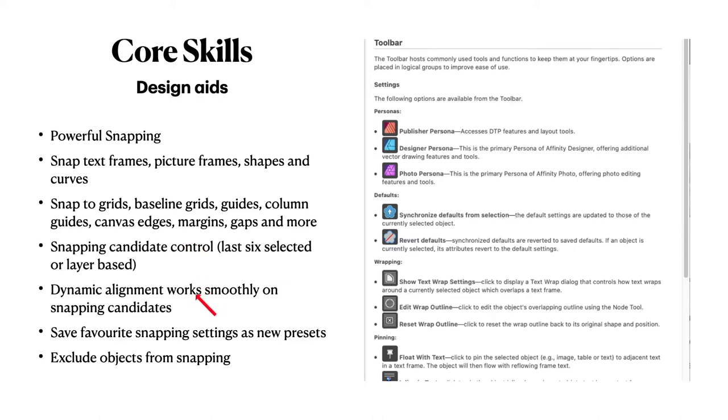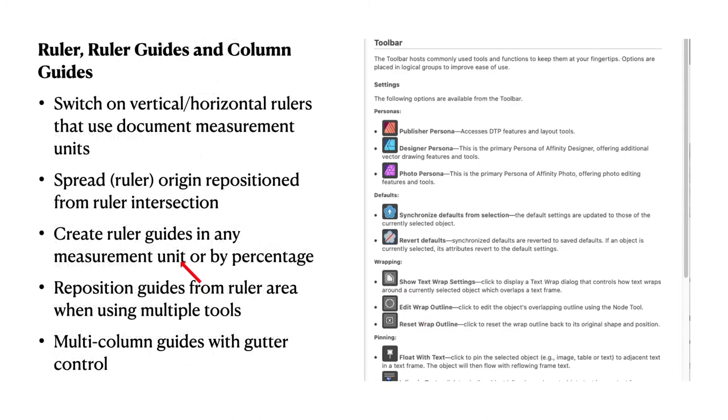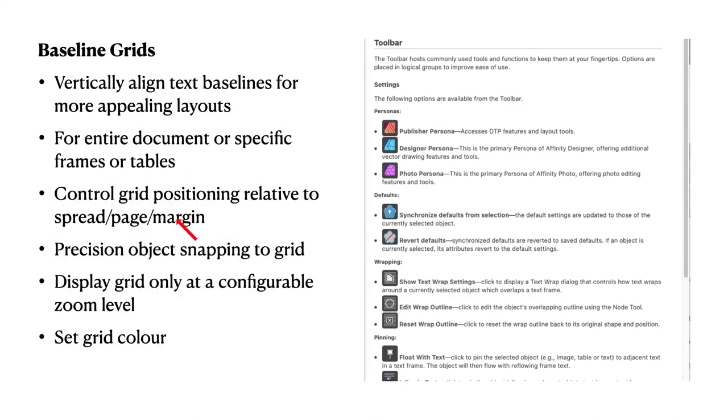And there are lots of other design aids there, wrapping, defaults, personas, pinning. You've got a world of design aids built in, including ruler guides and column guides. Spreads, origin, reposition from ruler intersection, create ruler guides in any measurement unit or by percentage. Multi-column guides with gutter control, so multi-columns with the distance between each column accurately measured.